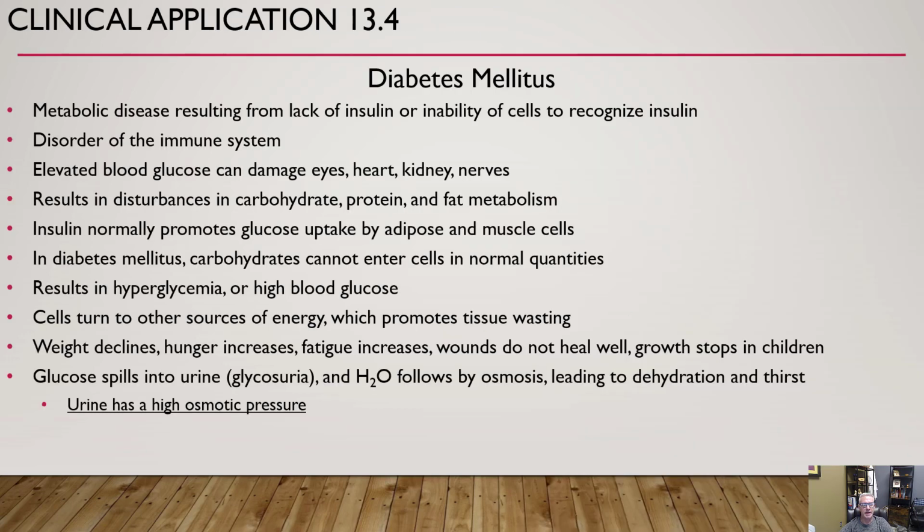All right, diabetes. It's a metabolic disease, a lack of insulin or the ability of the cells to recognize insulin. It's an immune system disorder. There is some research out there to suggest that it might be a viral disorder, but right now, immune system. But basically, elevated blood glucose can damage your eyes, heart, kidneys, and nerves.